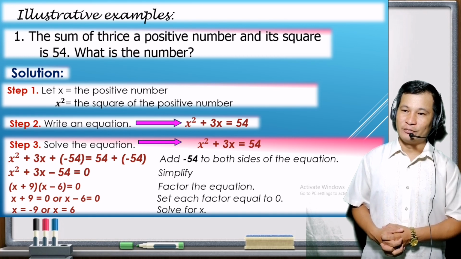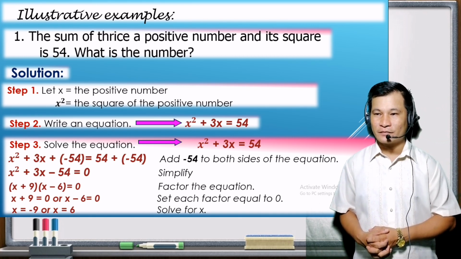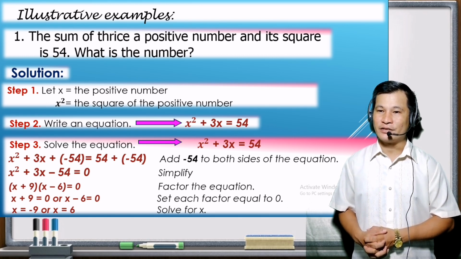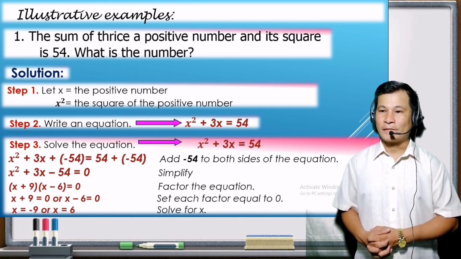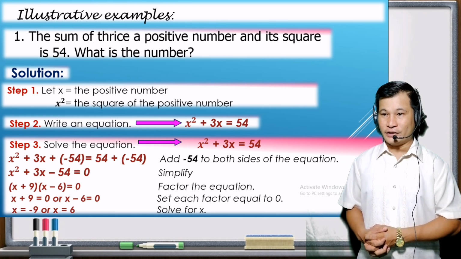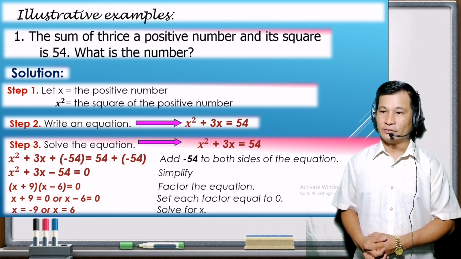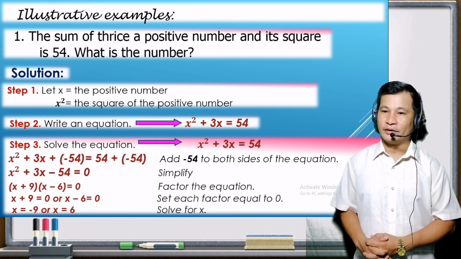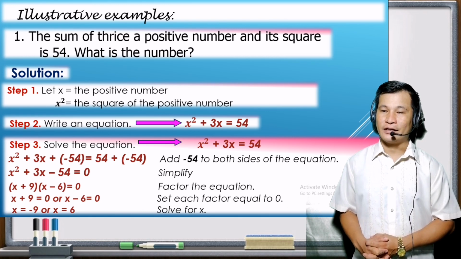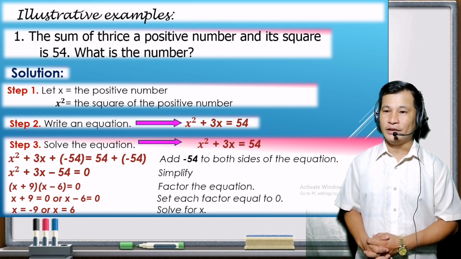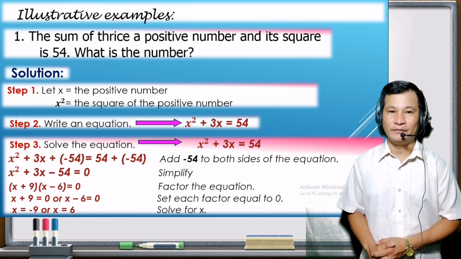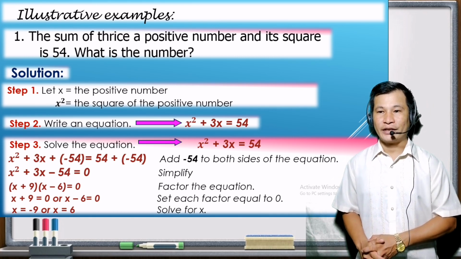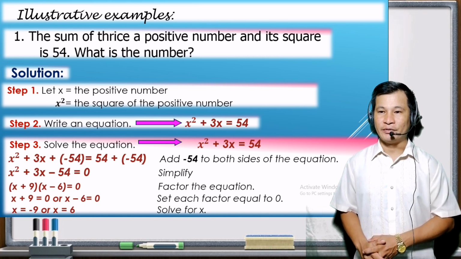And then step 3, solve the equation. So the equation that we have now is x squared plus 3x equals 54. In solving, we are going to add negative 54 to both sides of the equation. This is what we call the addition property of equality. So we have x squared plus 3x plus negative 54 equals 54 plus negative 54. And then simplify. We arrive at x squared plus 3x minus 54 equals 0.